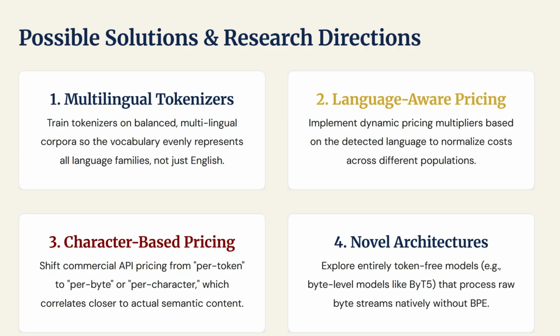The third one is character-based pricing, shifting the API billing from per token to per byte or per character, which is more closely related to actual semantic content regardless of language. The fourth one is novel architecture, exploring entirely token free models, like byte level models like ByT5, which process raw byte streams natively without any BPE tokenization step, which eliminates the language bias at its root.